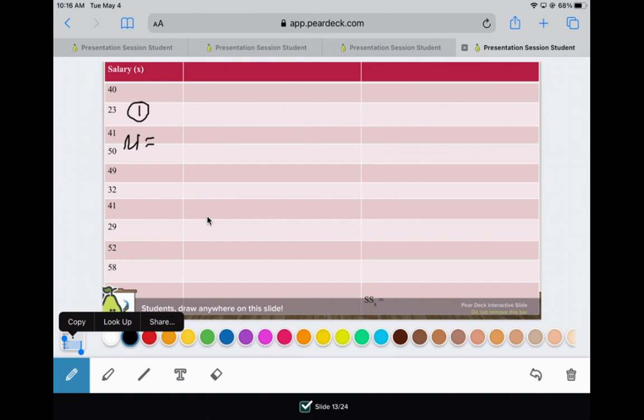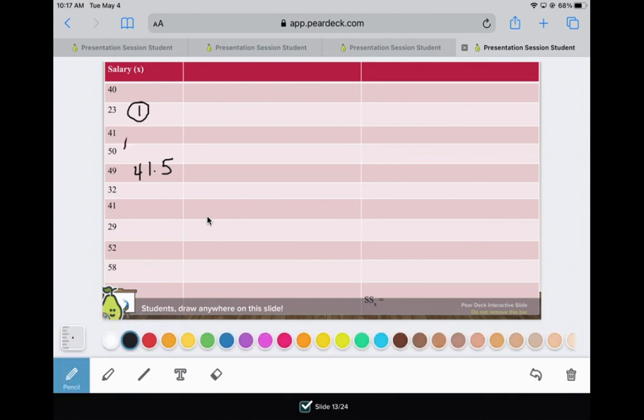So how we find the average: we add all the numbers together. I'm going to take 40 plus 23 plus 50. Whoops, I missed 41. So 41 plus 41 plus 50 plus 49 plus 32 plus 41 again plus 29 plus 52 plus 58. Okay, so I got 415, and there are 10 numbers. I'm taking 415 divided by 10, which gives me 41.5. So that is the average. If you got something else, let me know. I may make a mistake, as you know, I do that all the time.